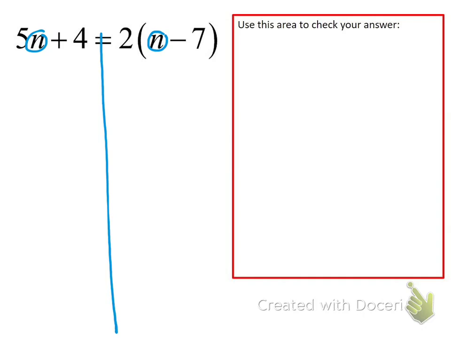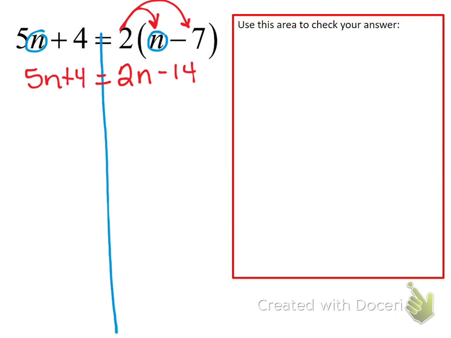You're going to do that by first seeing if you can distribute. I'm going to look on my left side of the equation here and determine that I cannot distribute. So then I'm going to look at my right side of the equation. There I can distribute. I'm going to use that 2 and distribute to every number on the inside of that parentheses. So I'm going to take 2 times n and get 2n, 2 times -7 and get -14.